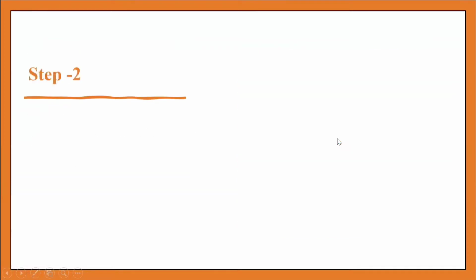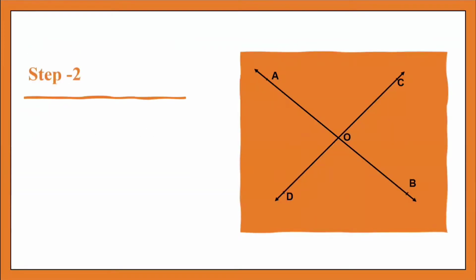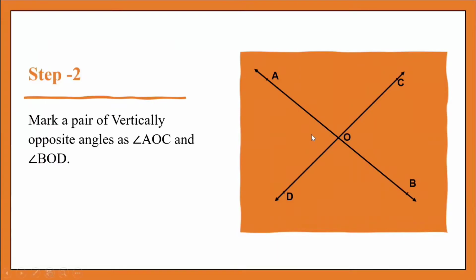Let us see the second step. The second step is to mark a pair of vertically opposite angles. Now, what are vertically opposite angles? You all should know that when two lines AB and CD are intersecting, angle AOC and angle BOD form a pair of vertically opposite angles, and angle AOD and angle BOC also form a pair of vertically opposite angles. So I take the first pair, AOC, and BOD, and I have marked this pair.